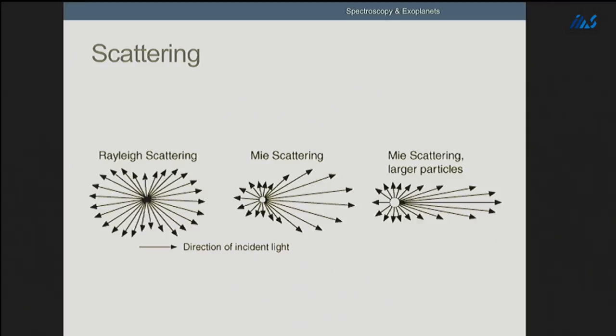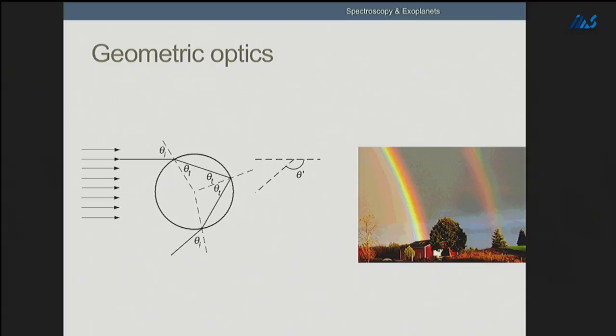So the last slide I can show is just the geometric optics, just to finish, meaning when the particle is really big compared to the photons. In the geometric optics approximation, you use all the typical rules of optics, and that's how you explain rainbows and halos and so on and so forth. Okay, thank you very much.